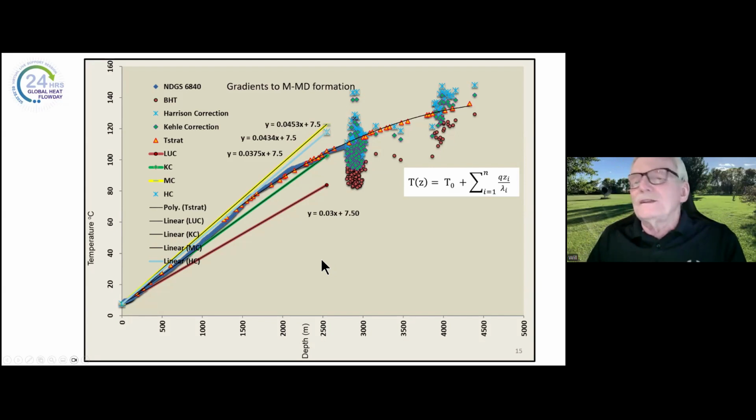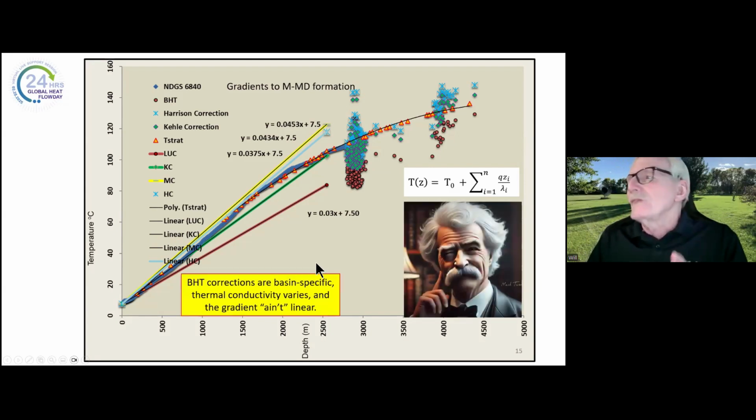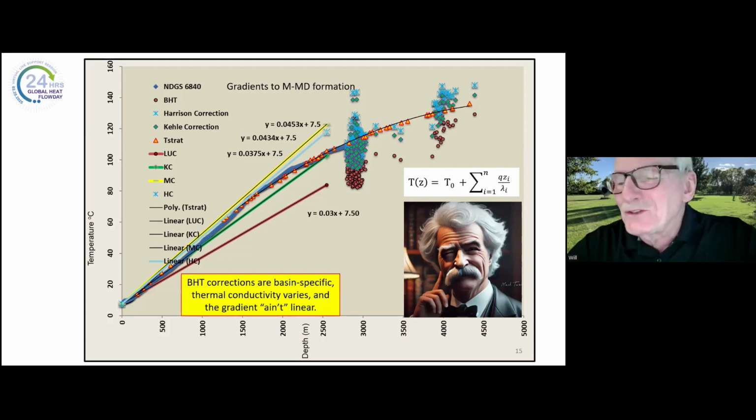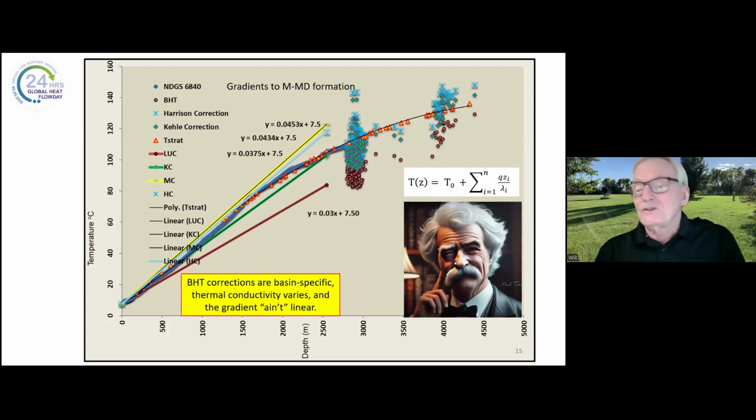We have applied this to 250 wells in the basin. We're going to take a look at how they go. But I would like to have you think about this again. The BHT corrections are basin specific. The thermal conductivity varies. You need to look at all of your sections, and the gradient ain't linear.